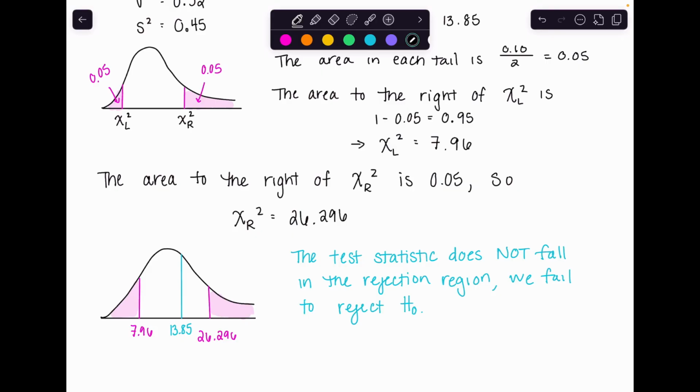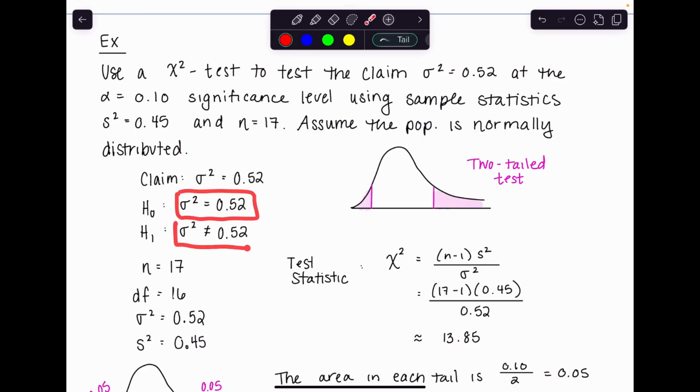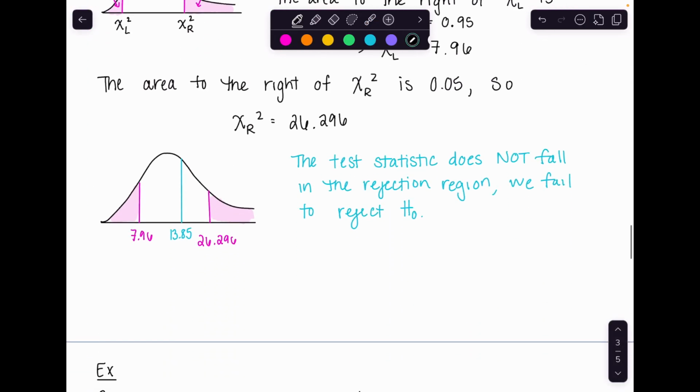So what that means, I'm failing to reject the null hypothesis, which is my actual claim. So since I'm failing to reject it, there's not enough evidence to support it. It does not mean that the alternate is true. It's just I don't have enough evidence. Okay, so there is not enough evidence to support the claim.